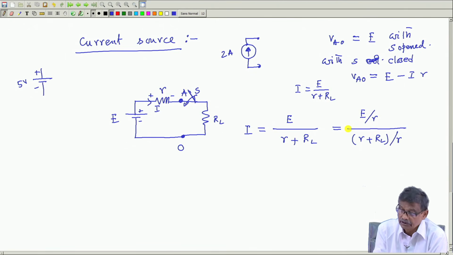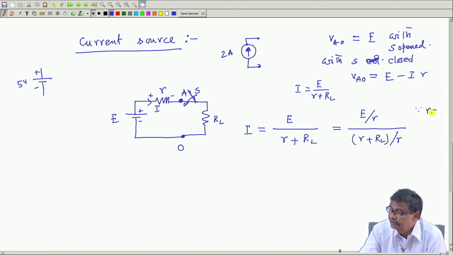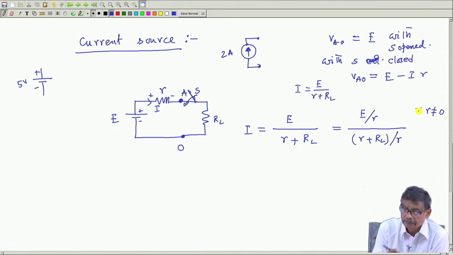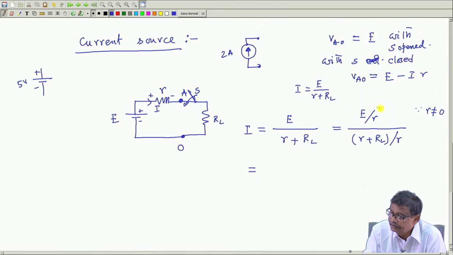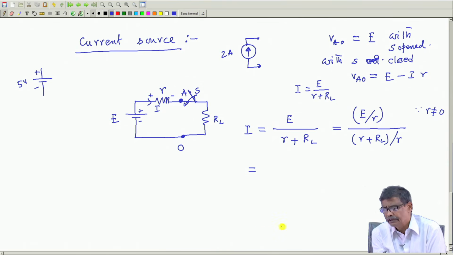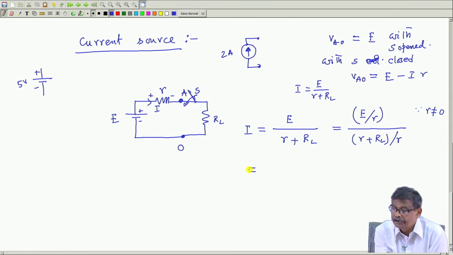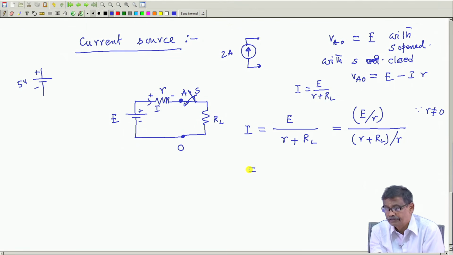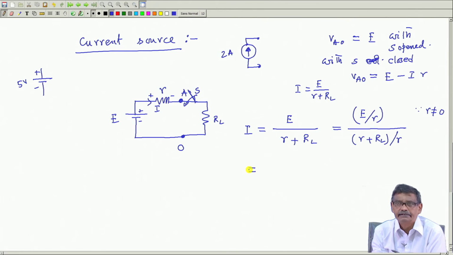I can do that because r is not equal to 0, it is a practical voltage source. So, I can divide it, since r is not equal to 0, a practical battery. Acha. Now, this quantity E by r is the property of the source. It has nothing to do with RL. This E and this divided by small r, this quantity is decided by the source, by nobody else, and your RL is not going to change it.